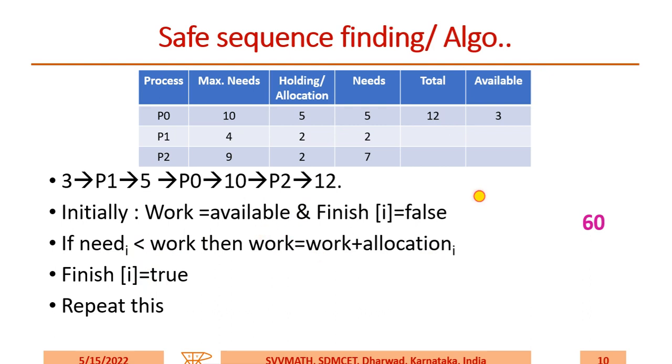The same thing I had done. For example, 3 are available, I am giving it to P1, and P1 I will make as now completed. Then this holding of 2 count instances will be given back, total will become 5. That's work equal to work plus allocation. Repeat this until we get to complete all the processes. And this is for one resource. Similarly, we can do it for more than one resource you may have.